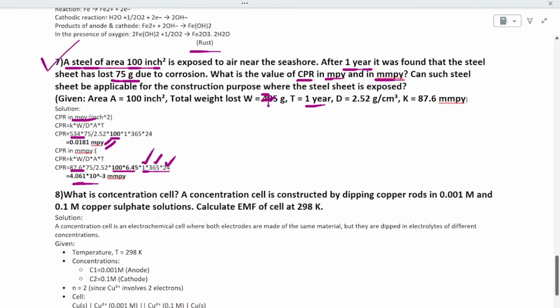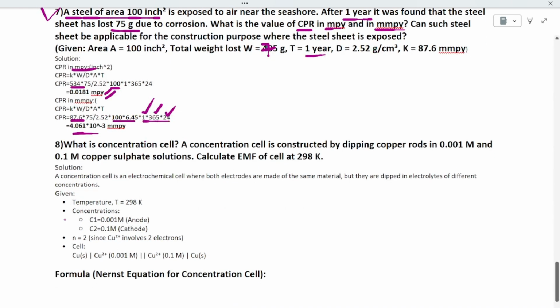And this is one of the most important questions and the easiest numerical which can be scored in this module. Don't leave this numerical in this module. It is very easy also, and it is 100% sure for short questions.